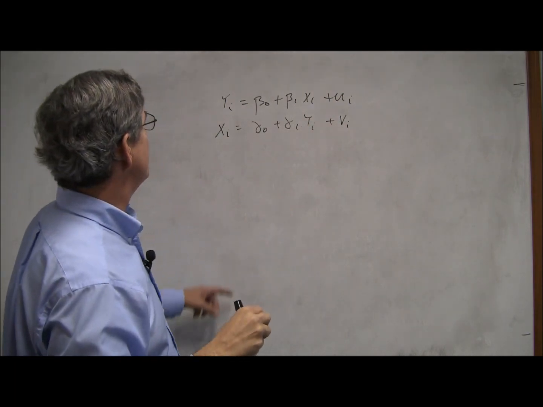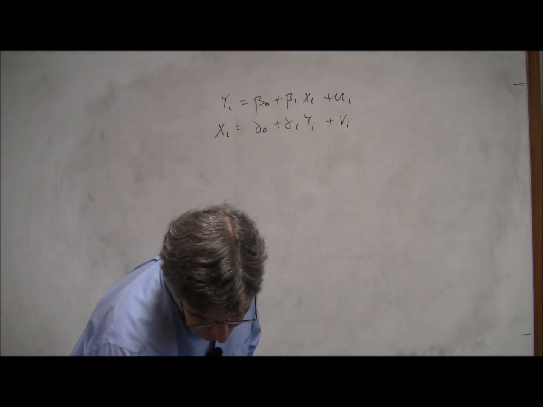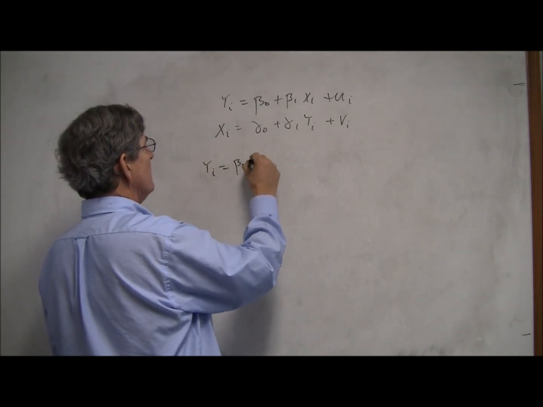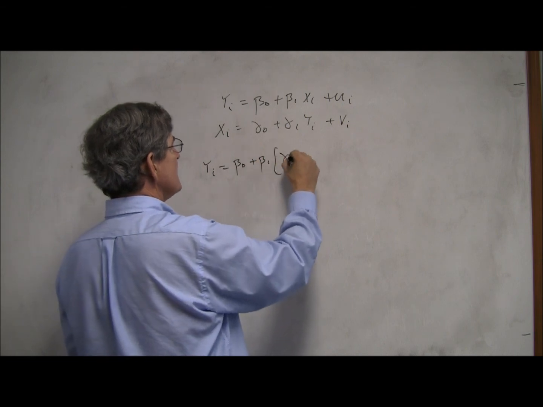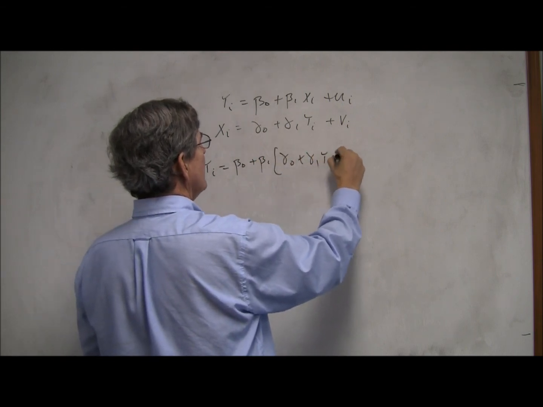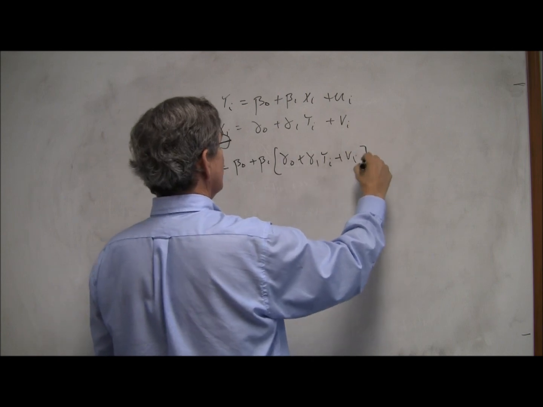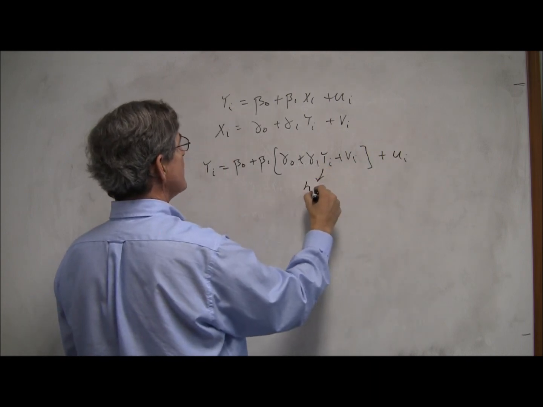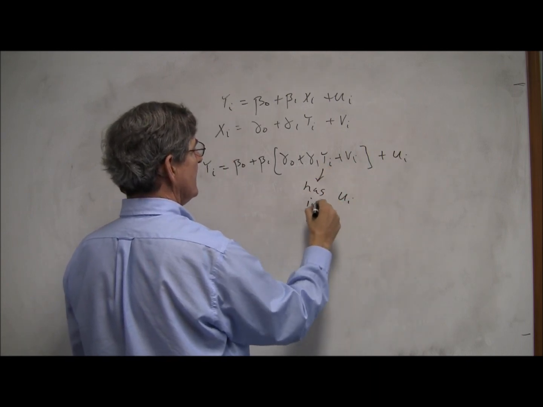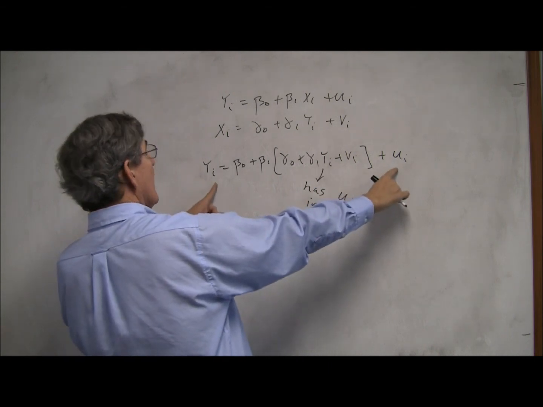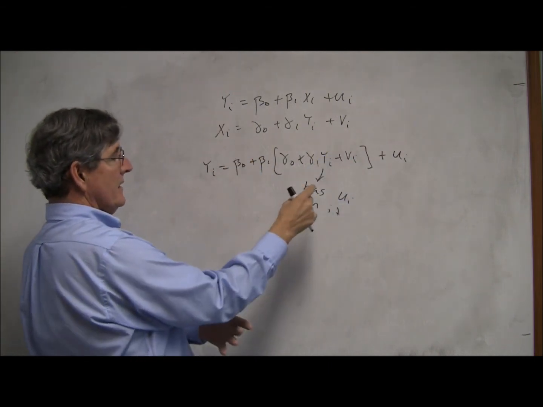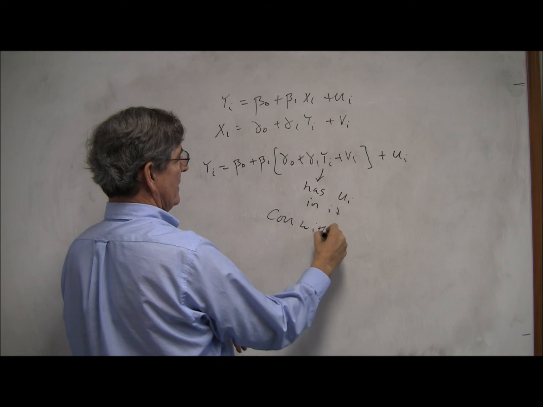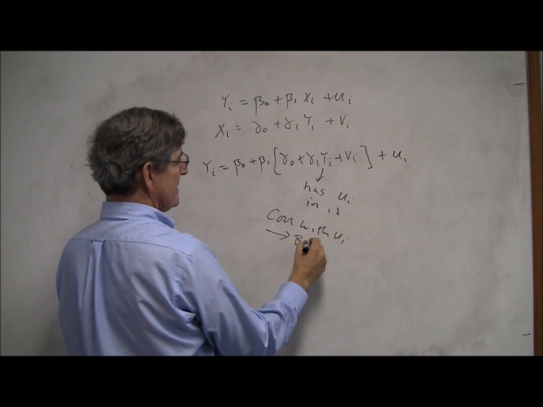Let me just plug this in. The first equation is yi is beta 0 plus beta 1 times gamma 0 plus gamma 1 yi plus vi, that's xi, plus ui. And this has ui in it. See, yi has ui in it. When ui wiggles, y wiggles. So because this has u in it, it's going to be correlated with the error. So it's correlated with ui, and that leads to the bias.